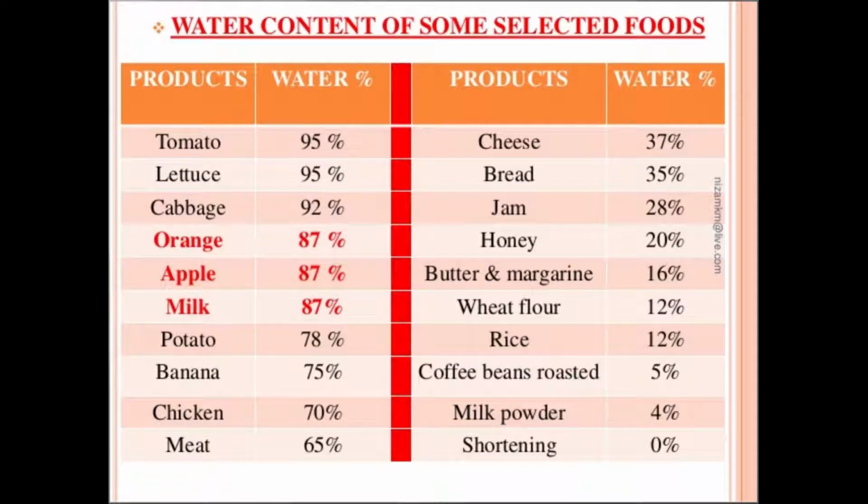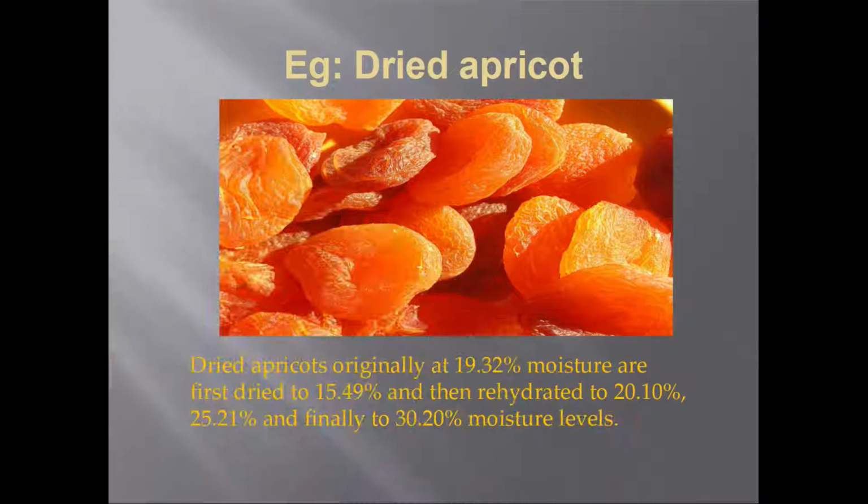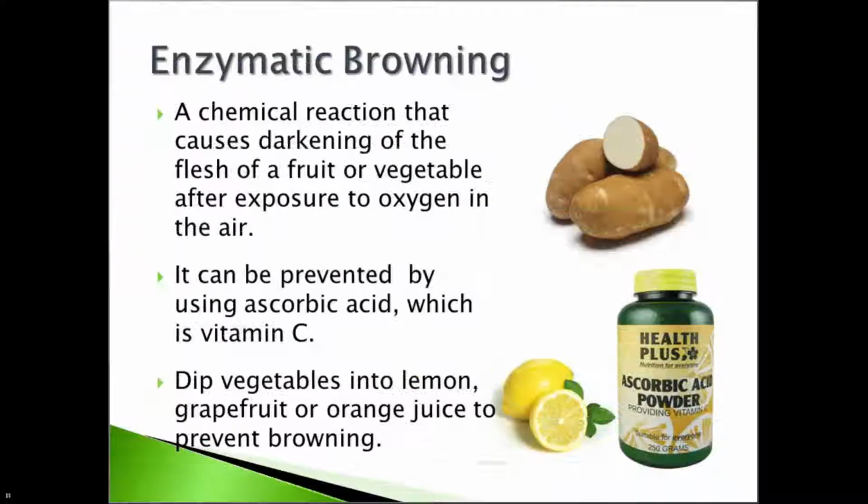Water content of some selected foods. Example, dried apricot. Dried apricots originally at 19.32% moisture are first dried to 15.49% and then rehydrated to 20.10%, 25.21% and finally to 30.20% moisture levels.